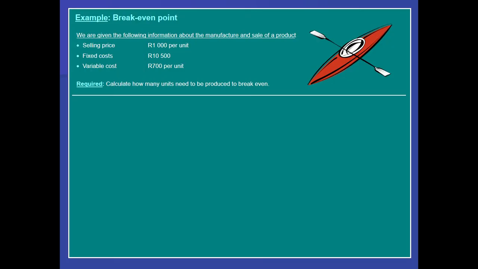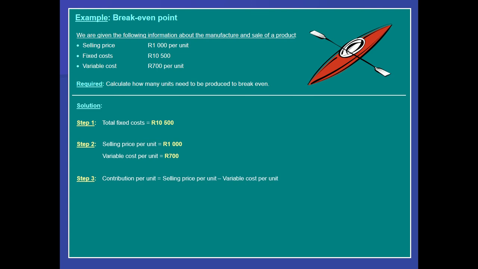Now let us quickly calculate our break-even point here. We are given fixed cost, which is 10,500. We are also given selling price per unit and variable cost per unit. The steps that you need to follow are: step number 1, fixed cost. They are given to you, which is 10,500. Step number 2, determine your selling price per unit, which is 1,000 rand. Step number 3, your variable cost per unit will be 700. Step number 4, you will have to calculate your contribution per unit, which is 1,000 minus 700.